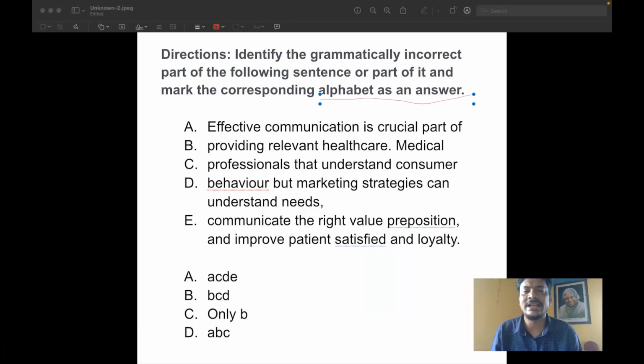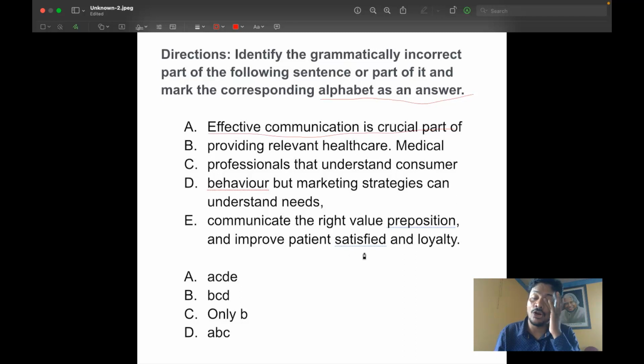The statement said here, the first statement: effective communication is crucial part of providing relevant healthcare. Medical professionals that understand consumer behavior but marketing strategies can understand needs, communicate the right value proposition and improve patient satisfied and loyalty.